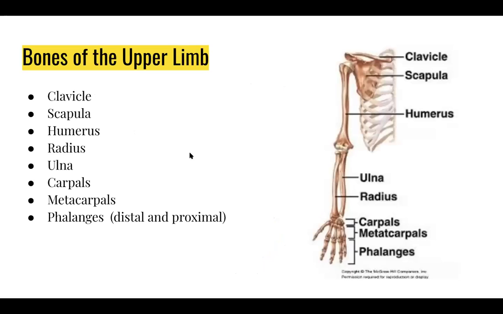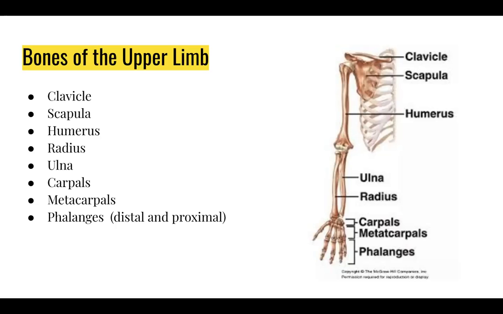Okay, so bones of the upper limb. You have your clavicle, scapula, humerus, radius, ulna, carpals, metacarpals, phalanges. Basically your clavicle is your collarbone. Pretty standard. It's a kind of weird shape, like that curly Q kind of thing. It's a long bone that connects your sternum and shoulder together.